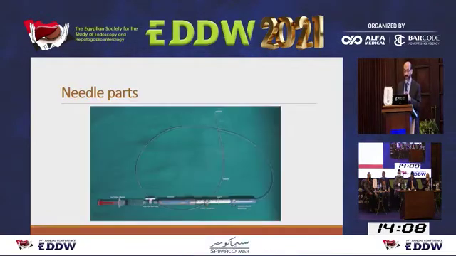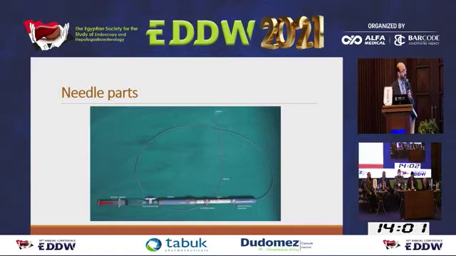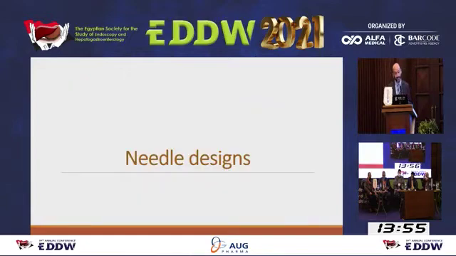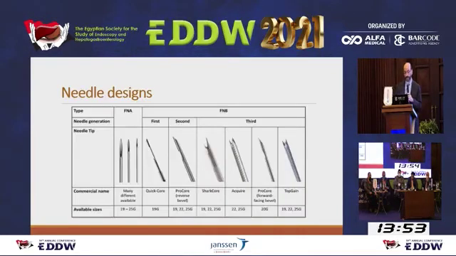First part is the needle parts. We all know the needle is formed from the needle itself, the covering sheath, the handle of the sheath, the handle of the needle itself, the stopper, and finally the suction syringe. Needle design is very important for anyone who is going to do EUS-FNA. You should know all types of needles and how to choose the proper needle.